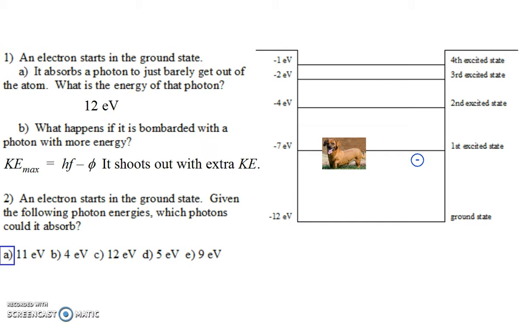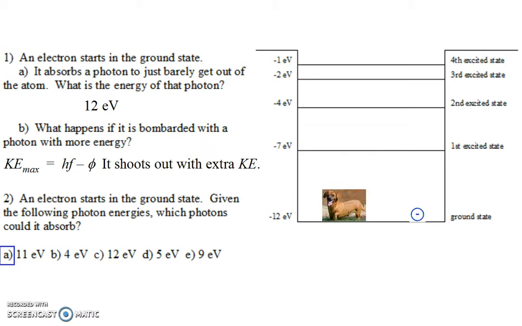The electron couldn't do it, so rather than the electron going up and coming back down like the dog would, it just wouldn't absorb it at all. So this photon, the 4 electron volts, would just pass this atom right by. It could not be absorbed because it would try to get the electron to a state where it couldn't exist. So the universe just won't let that happen.